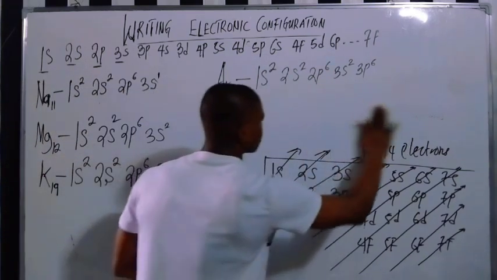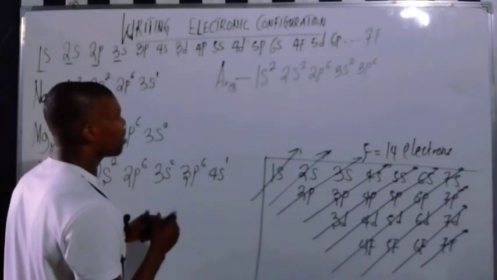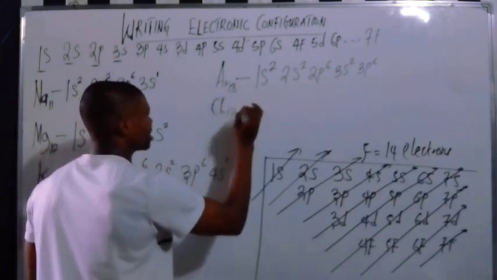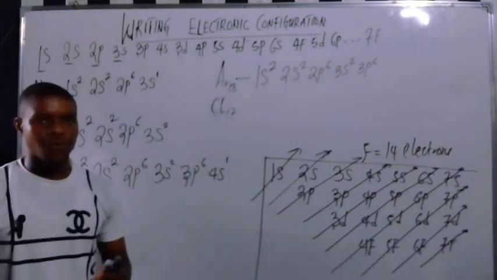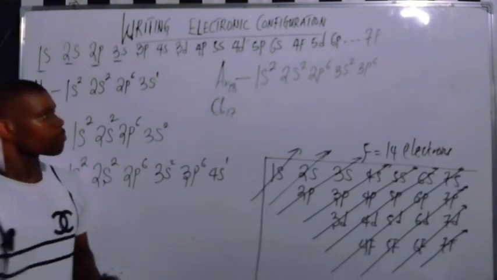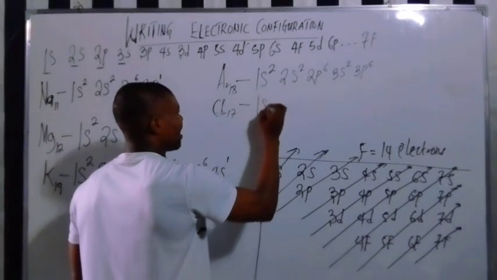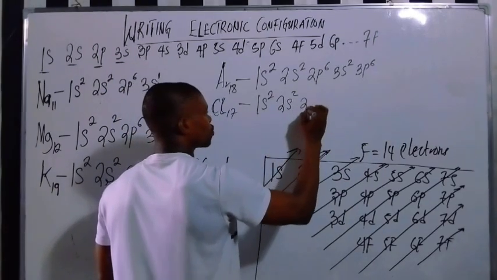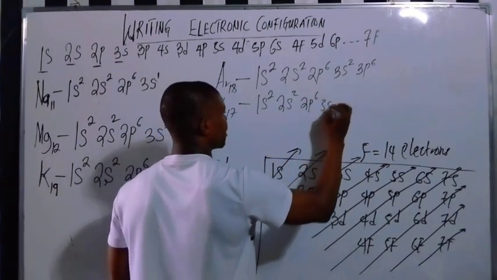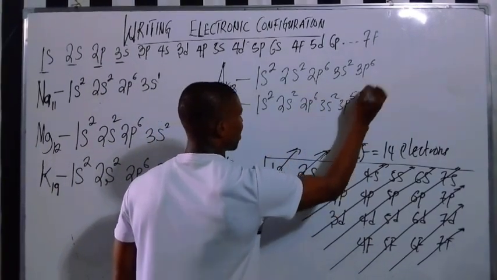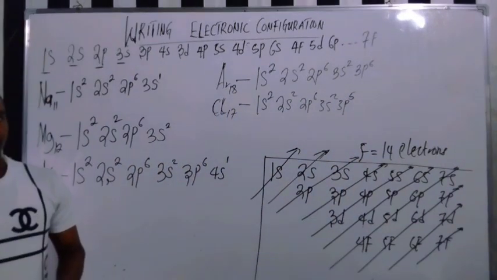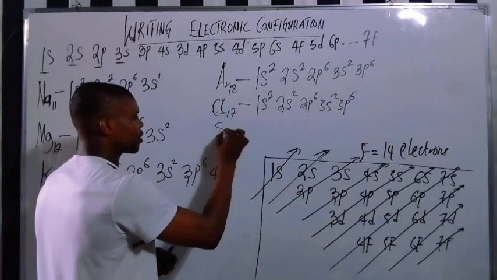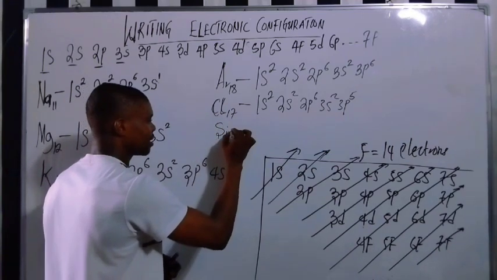Now, before I explain that to you, let's imagine that we have chlorine. Chlorine is 17. Let's write the electronic configuration for chlorine, which is 1s2, 2s2, 2p6, 3s2, 3p5. You see that? Now let's write for silicon. Silicon is 14.